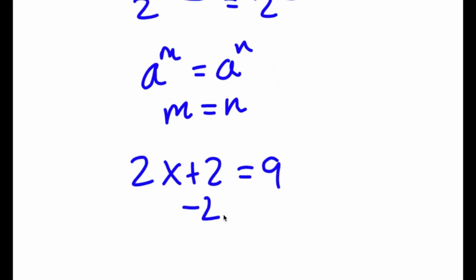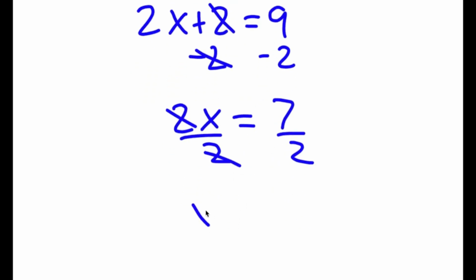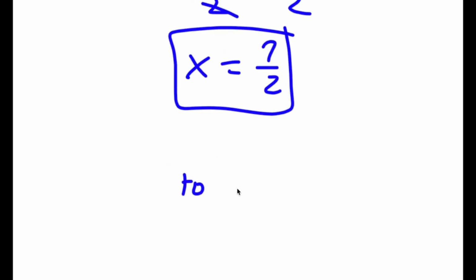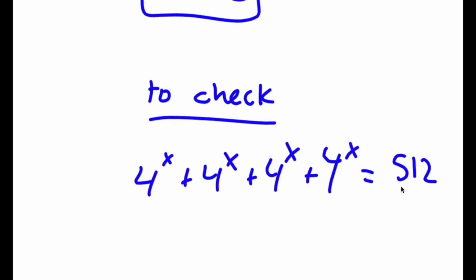So to solve this, I can subtract 2 on both sides. These two cancel out. So I get 2x equals 7. And if I divide both sides by 2, I get x is equal to 7 over 2. So now to check, I have 4 to the power of x plus 4 to the power of x plus 4 to the power of x plus 4 to the power of x is equal to 512.